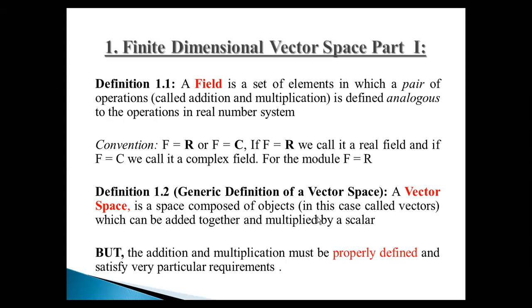We start by defining what a field is. A field is a set of elements in which a pair of operations, normally addition and multiplication, are defined analogous to the operations in the real number system. A field can be either real numbers or complex numbers. If that field contains real numbers, we call it a real field, and if it contains complex numbers, it is a complex field.